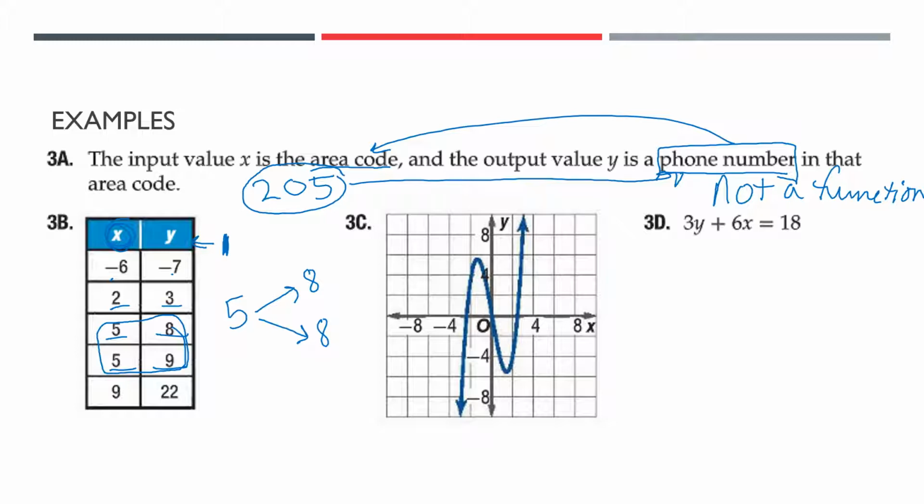Because it is mapping to both places, it makes the issue. I'm going to draw my 9 in red, because that's where the problem came. I can't have 5 mapping to 2 places. It does not work because when I plug 5 into the function, I won't know what my answer would be. So this is not a function.